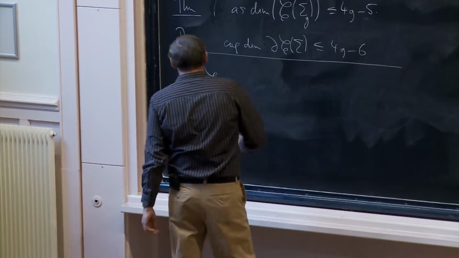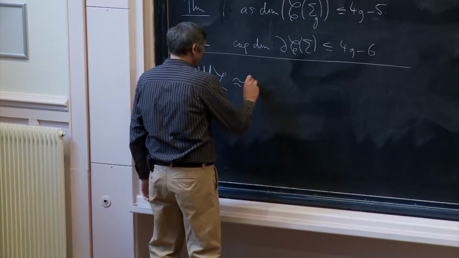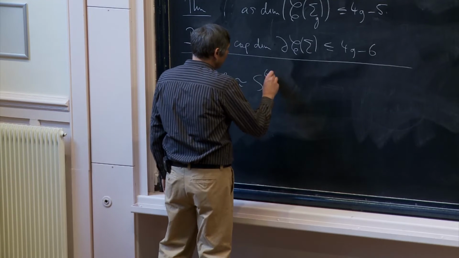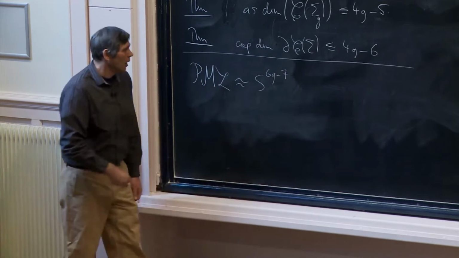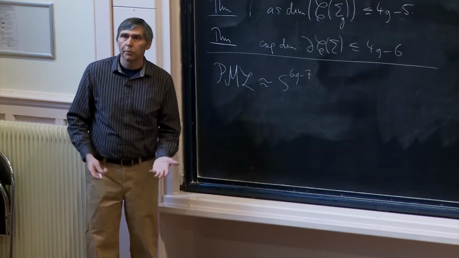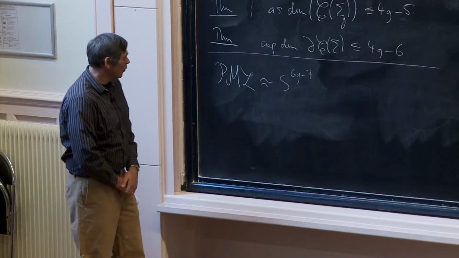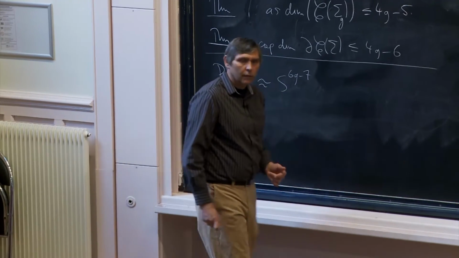This is homeomorphic to the sphere of dimension 6g minus 7, and Thurston used this space to compactify Teichmüller space, which is homeomorphic to a Euclidean space of one dimension higher.